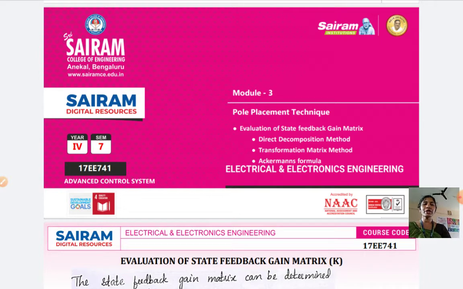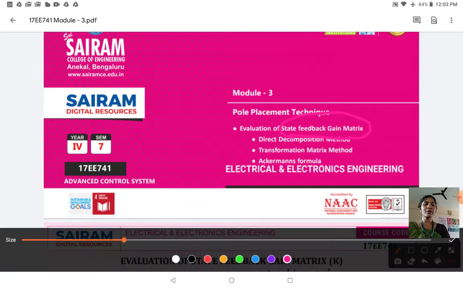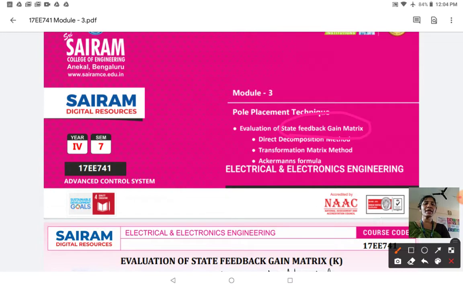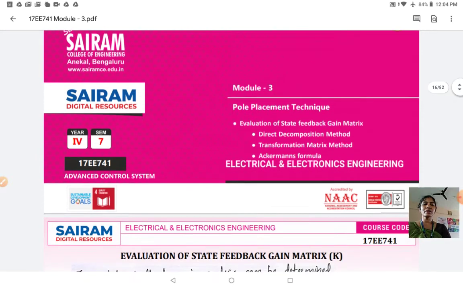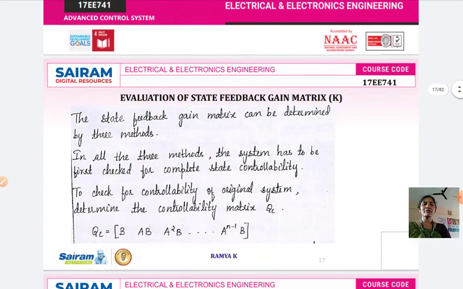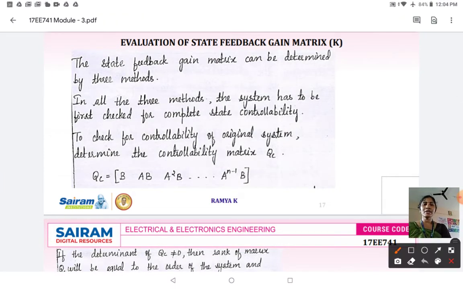In this class we are going to see how we can evaluate the state feedback gain matrix, because evaluating the state feedback gain is very important. Why? Because the feedback gain plays a vital role, and this gain has to be connected in the feedback system. We have three different methods. First is the direct decomposition method, second is the transformation matrix method, and the third is Ackermann's formula. Step by step we will see how we can evaluate the state feedback gain matrix K.